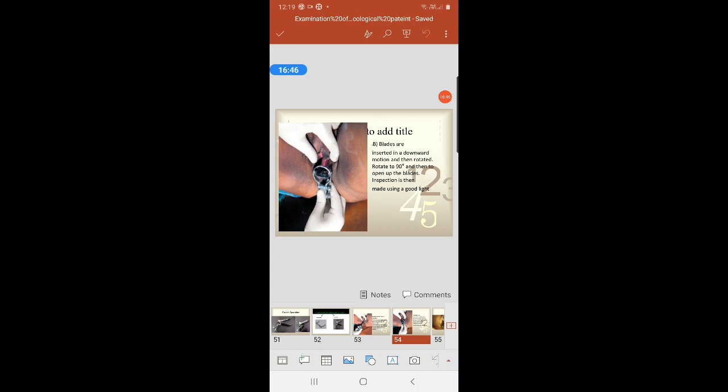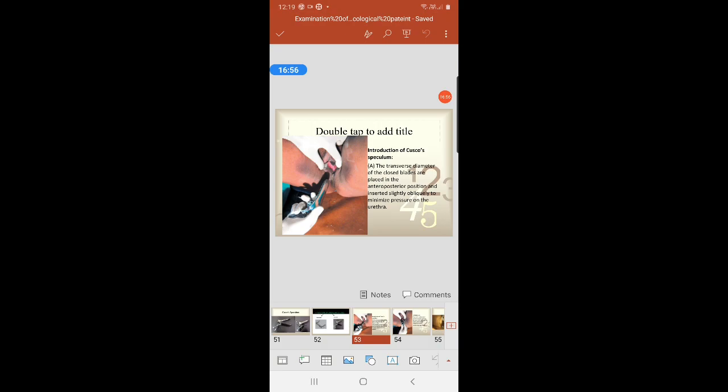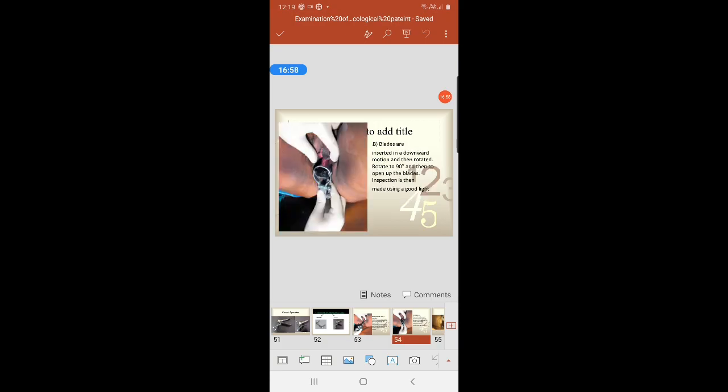Next, after inserting, the blades are inserted in a downward position and then rotated. We have to rotate it to 90 degrees, because in this position we have inserted it. After insertion we rotate it to 90 degrees, and after rotation we have to open up the blades of the Cusco speculum slowly. Then we can fix the screw.